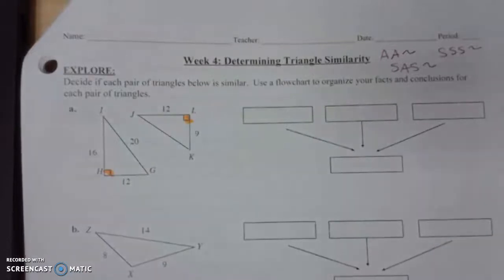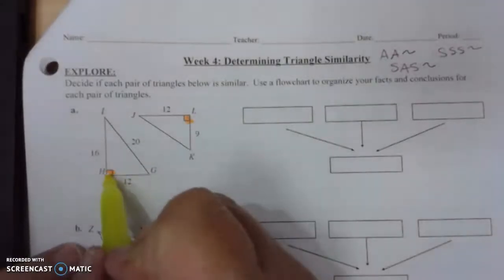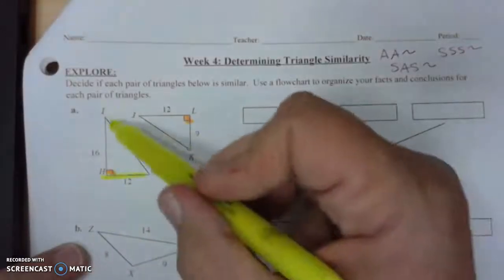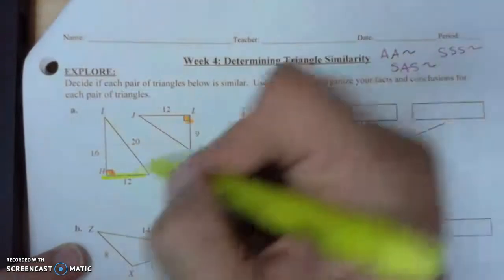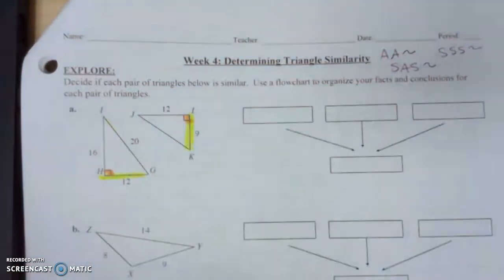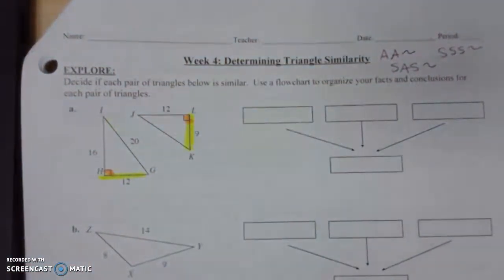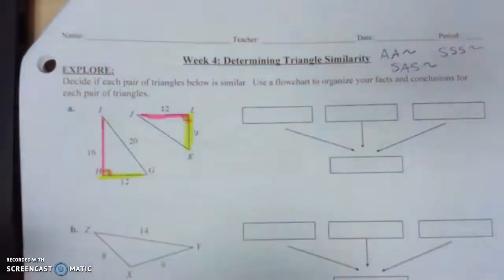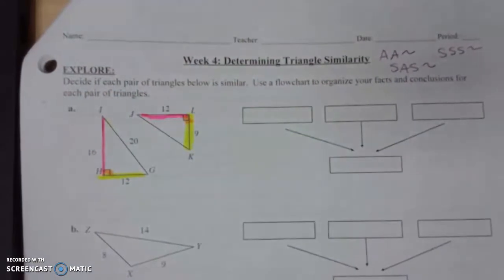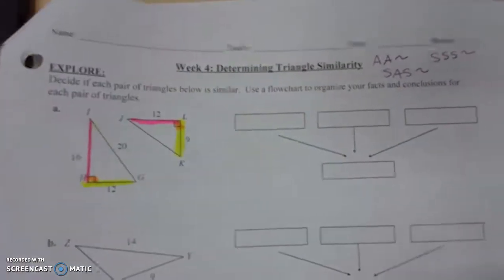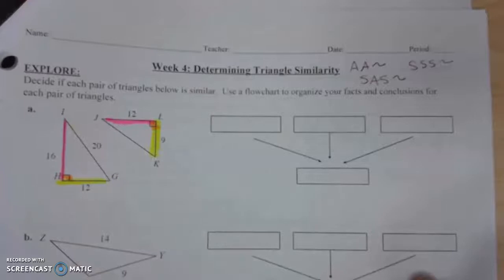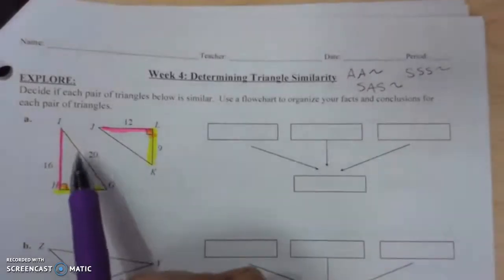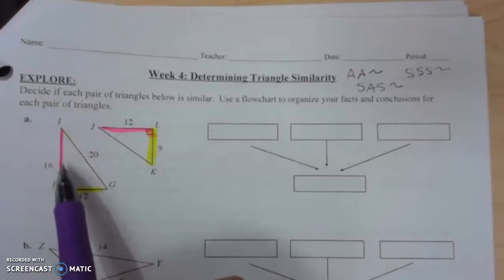Here is another piece that we have, this small side right here, the small leg. So this is the hypotenuse, and that goes with this hypotenuse. So this small leg is going to go with this small leg. And then our larger leg is going to match up here. I like to use colors because then I can see what lines up with what.